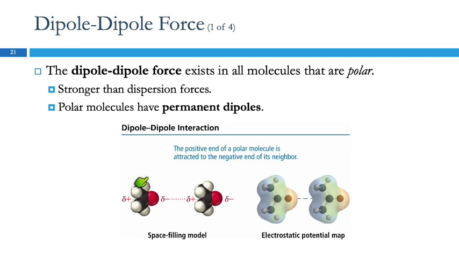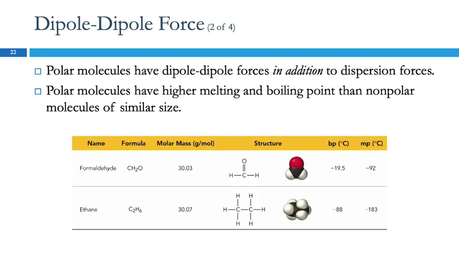So here we're looking at a space-filling model and then an electrostatic potential model of the same molecule. This is a polar molecule. One end is slightly negative, one is slightly positive, and we have attraction between the negative and positive charges of neighboring molecules. So polar molecules have dipole-dipole forces, but they also have dispersion forces.